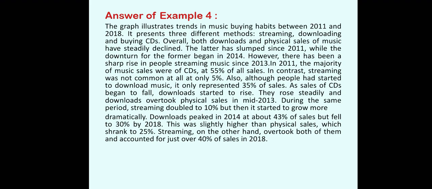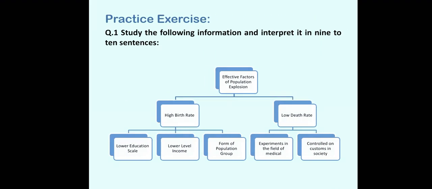During the same period, streaming doubled to 10%, but then it started to grow more dramatically. Downloads peaked in 2014 at about 43% of sales but fell to 30% by 2018. This was slightly higher than physical sales, which dropped to 25%. Streaming, on the other hand, overtook both of them and accounted for just over 40% of sales in 2018. So, in this way, you can write answers.